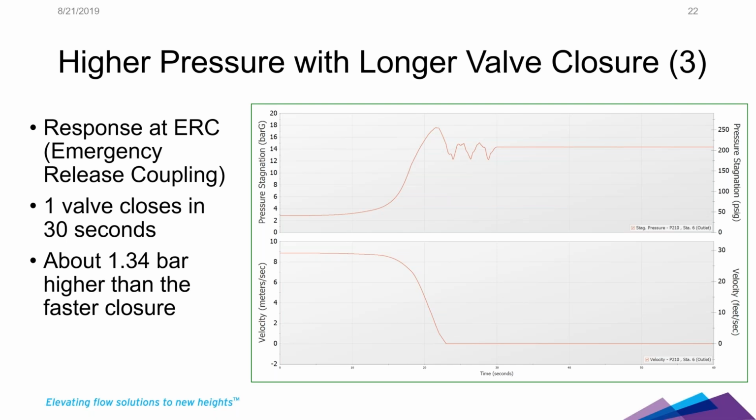That 1.34 bar might be the difference between a system's pressure rating or not. Maybe you have a flange that's rated to 250 psig or 17 bar, and you can't go above it, and that's what you have to stop at. And it's just that little thing is critical, so keep that in mind.